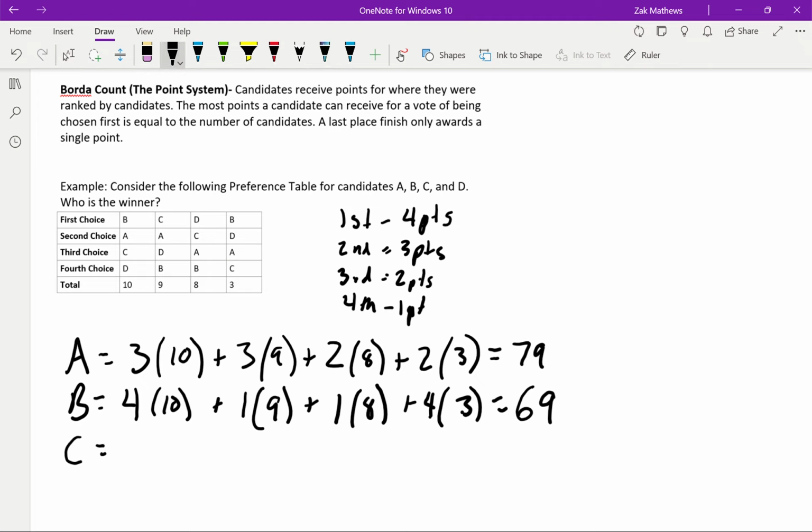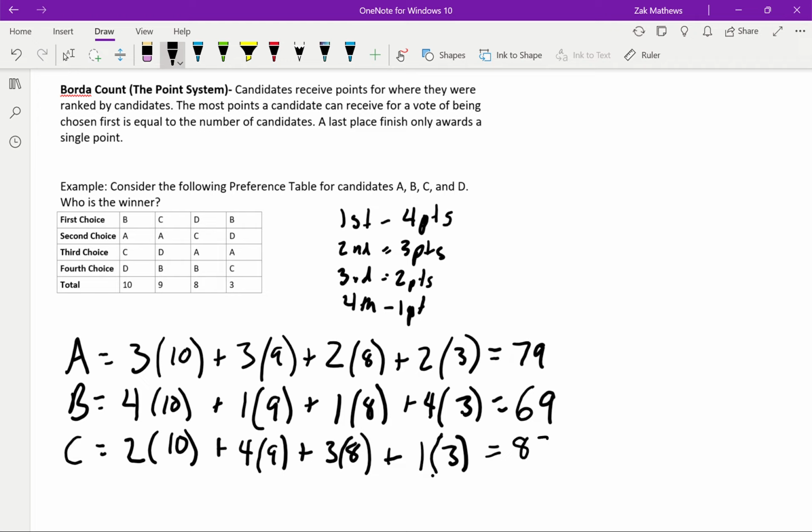If we look at C, in the first column, they finished third, so they get 2 points for that. In the second column, they finished first, so all 4 points for those 9 voters. And then they finish in second place for that third column. And then the last column, they finish in last, so they get, should not be a 4, that should be a 1 for last place for those 3 ballots. So if we add these together, total of 83 points. And so candidate C would be in the lead so far.